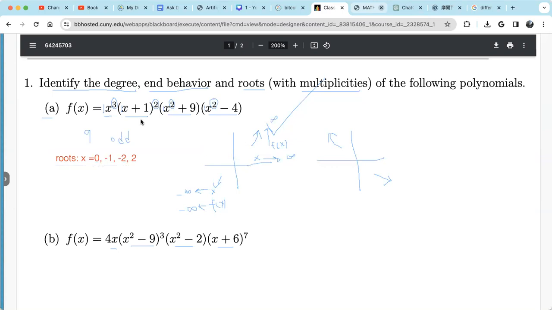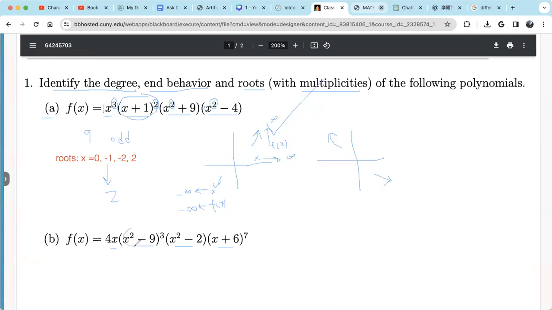What about multiplicity? Negative 1 has a multiplicity of 2, right? Because it's a perfect square. So for negative 1, we have 2. We have the same root twice. Negative 1 is a root twice. So let's see B. Let's figure out the degree first.